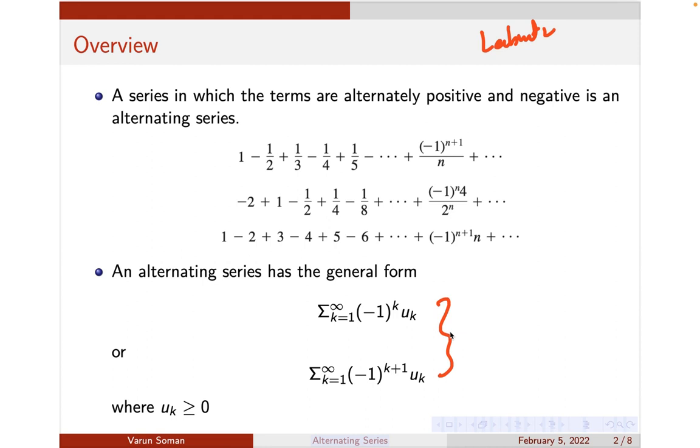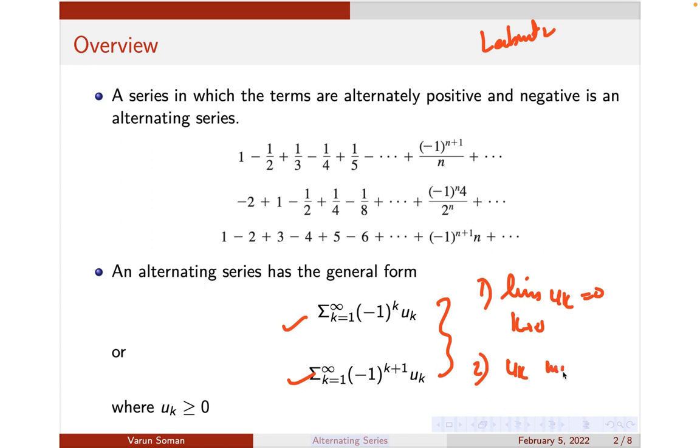So what's the test? The test consists of two steps. In the first step, this series would converge if it satisfies two conditions. The first condition is that the limit as k tends to infinity of u_k should be 0. This is also a condition for convergence in general: the effect of the kth term should be nil or negligible. That's why the limit as k tends to infinity of u_k should be 0. And the second condition is that the u_k's should be monotonically decreasing.